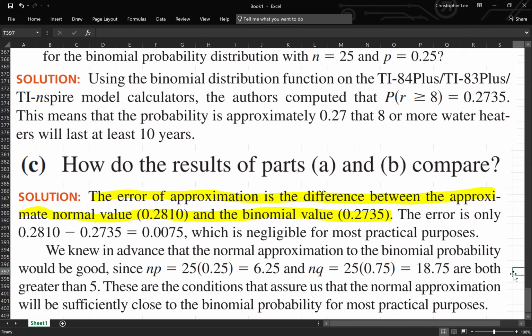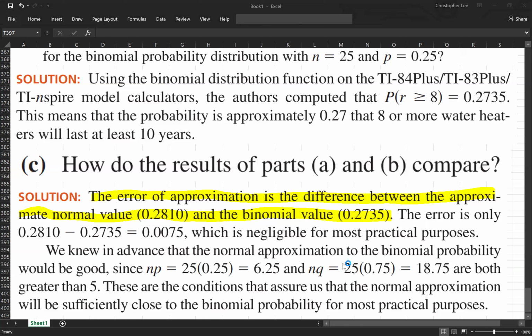For most practical purposes, we knew in advance that the normal approximation to the binomial probability would be good since n times p, which is 25 times 0.25, is equal to 6.25, and n times q, which is 25 times 0.75, is equal to 18.75. They're both greater than 5. So these are the conditions that assure us that the normal approximation will be sufficiently close to the binomial probability for most practical purposes. Good stuff.